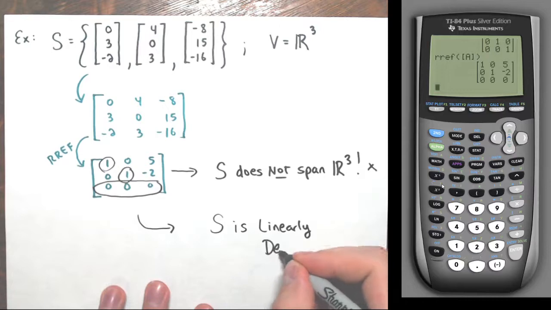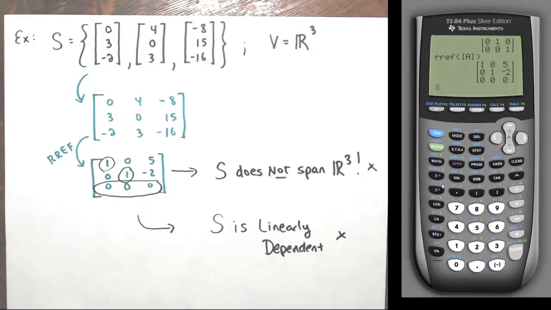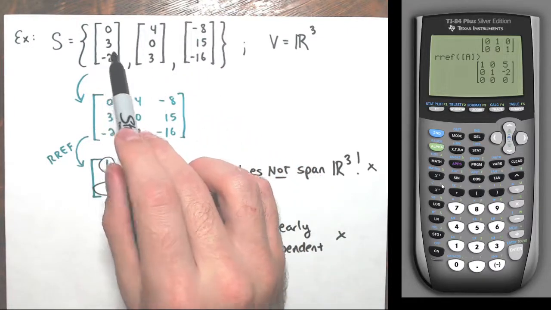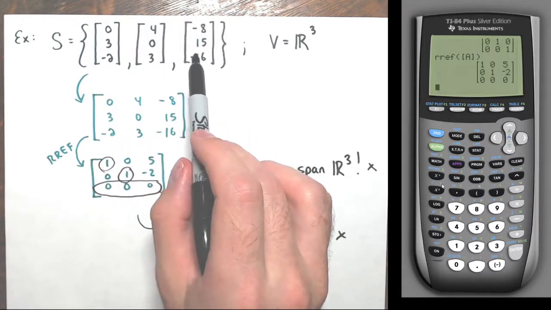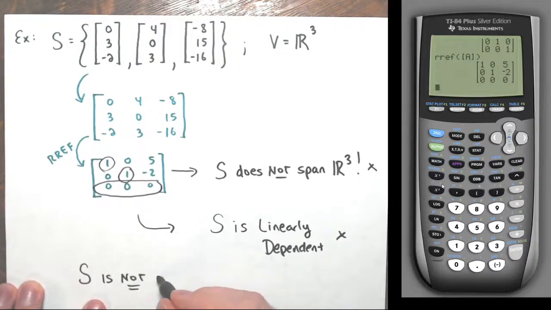Not independent. And that's bad too, if I'm talking about bases. And what that means is that I could write one of these vectors as a linear combination of the other two. One of those depends on the others. So we definitely have the case here where S is not a basis for R3.